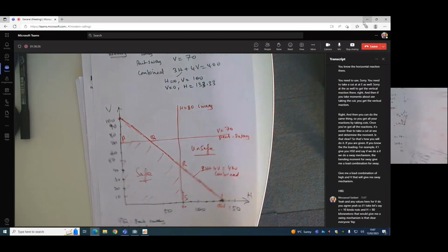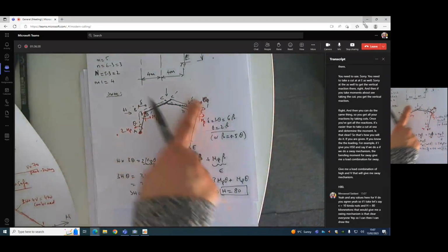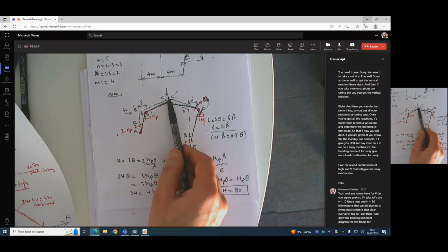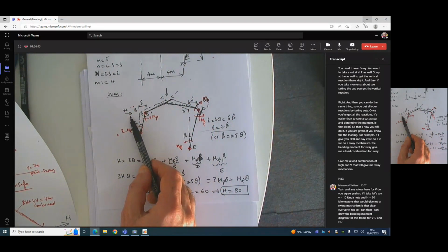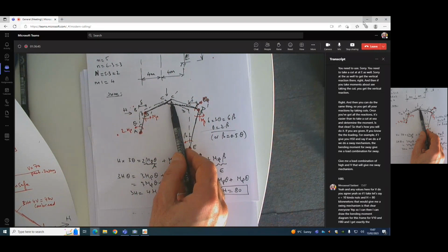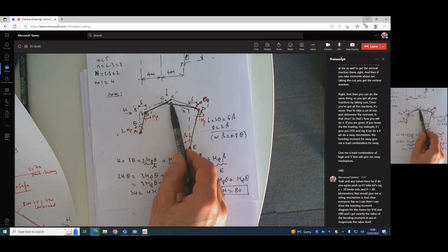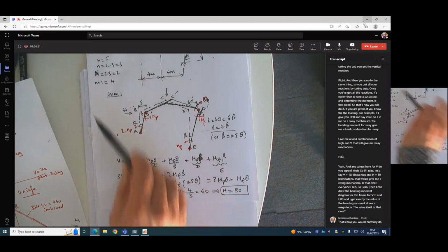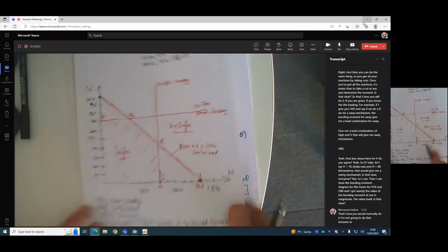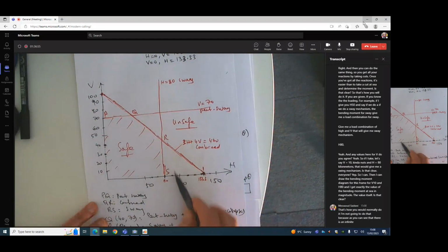So I can draw the bending moment diagram for this frame for V10 and H80, and I get exactly the value of the bending moment at C in magnitude, the value itself. Is that clear? That's how you would normally do it. I'm not going to do that because, as you can see, there is an infinite number of possibilities.